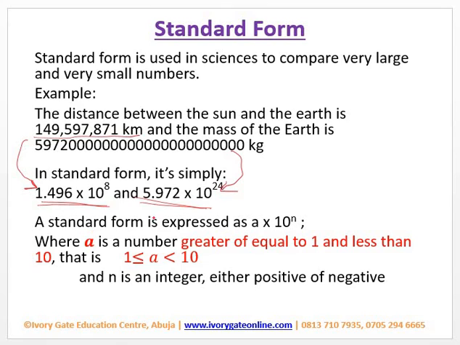A standard form is expressed as a times 10 raised to power n. If you look at this, you will now see in that form, this stands for the a. Then this is the times. Then you have the base of 10. Then the index.